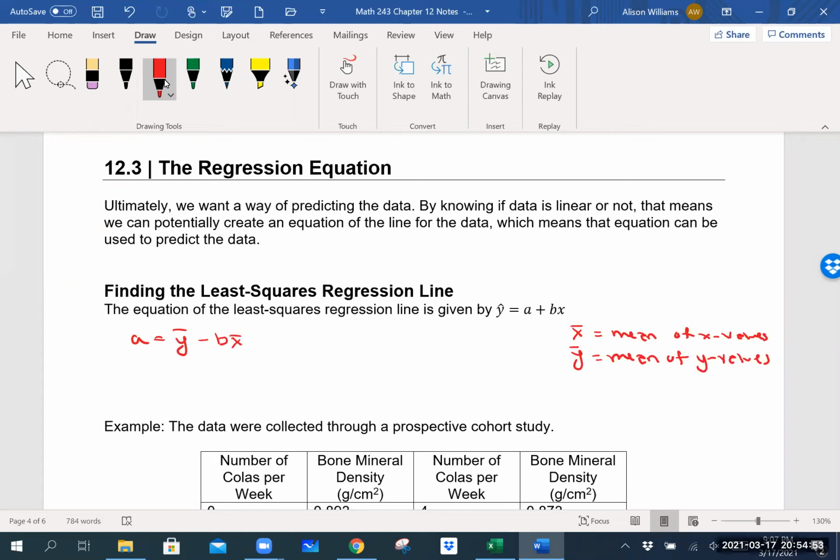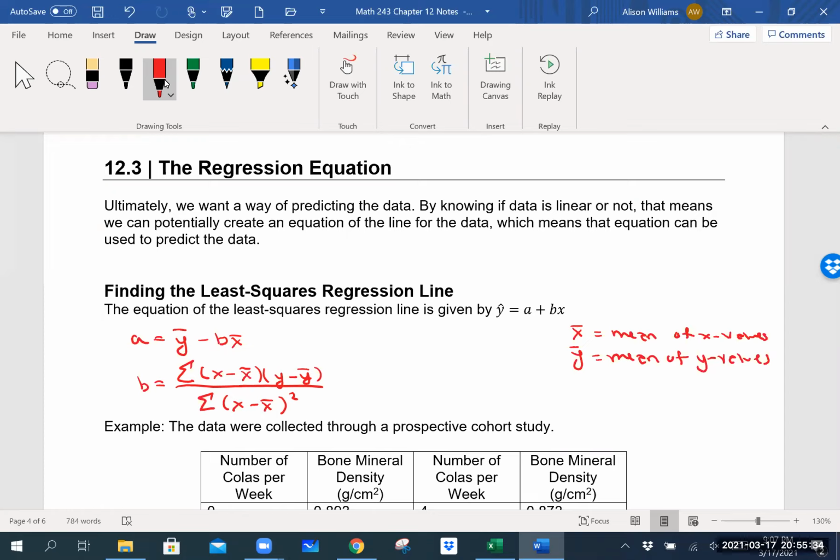Okay, so to find b, that's a whole other beast. B for beast. Okay, so you would find the sum of every x data value minus the x mean, and then you do the same for the y values, subtract the y mean. You multiply them together, add them up, and then divide by the sum of all the x values minus the mean, squared. Yikes. We're not going to do that. We're going to go ahead and use either Excel or Google Sheets to find the least squares regression line.